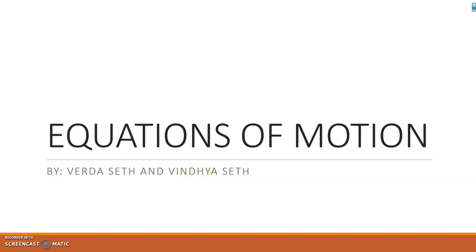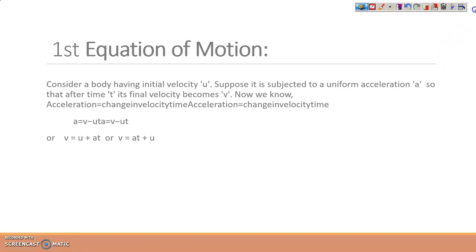My name is Vindhya Seth and today we are going to discuss the three equations of motion. Let's begin. There are three equations of motion. So first we'll begin with the first one. All three equations are applicable to a body moving with uniform acceleration.